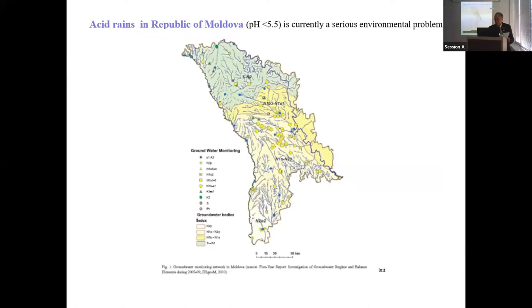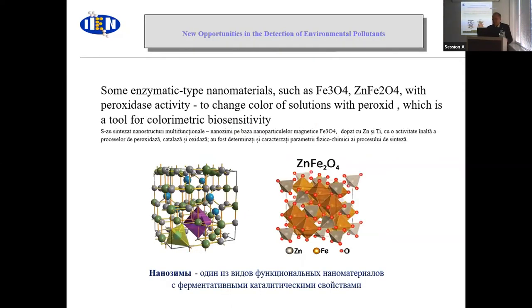Another problem is the acid rains. It is all over the world. In Moldova, it is no exception. Our agriculture and health of people are damaged due to industrially provoked acid rains. That's why the monitoring of these pollutants, pesticides and acid rains, is an important problem, and it can be resolved using the artificial ferments, artificial nanozymes.